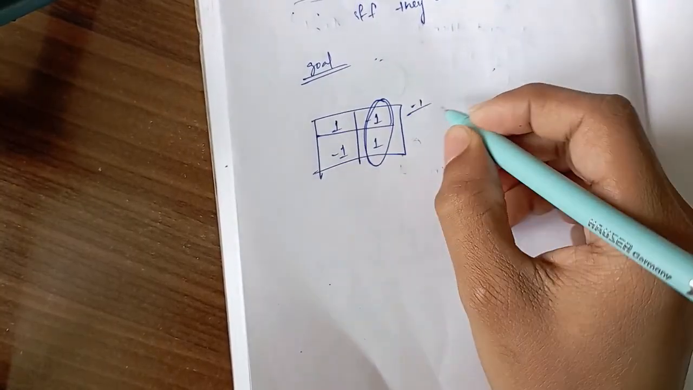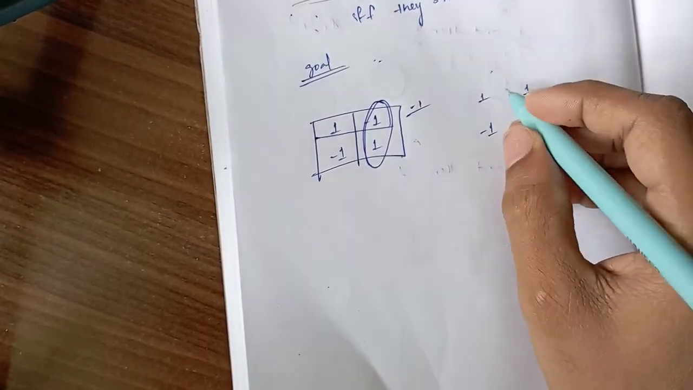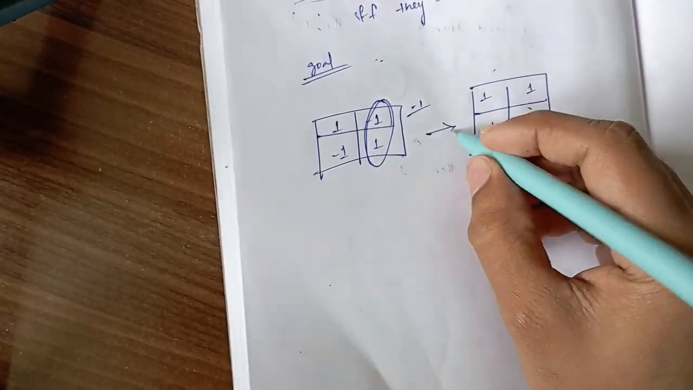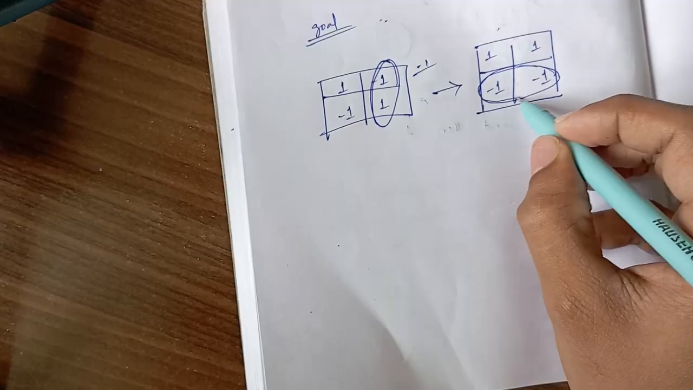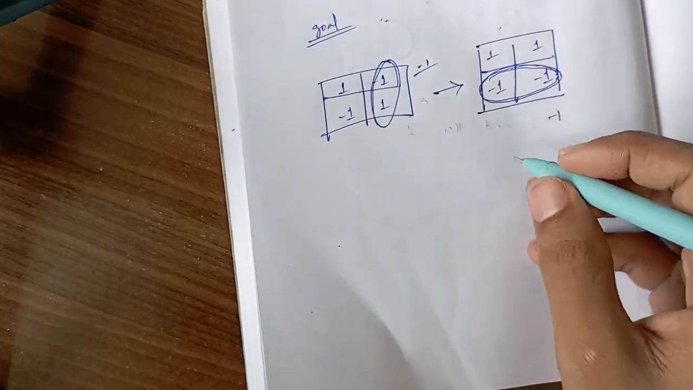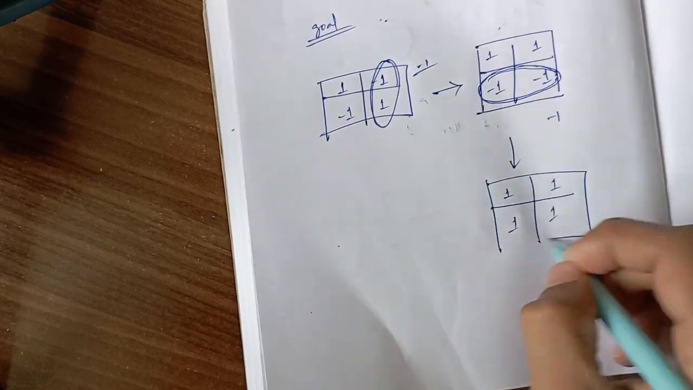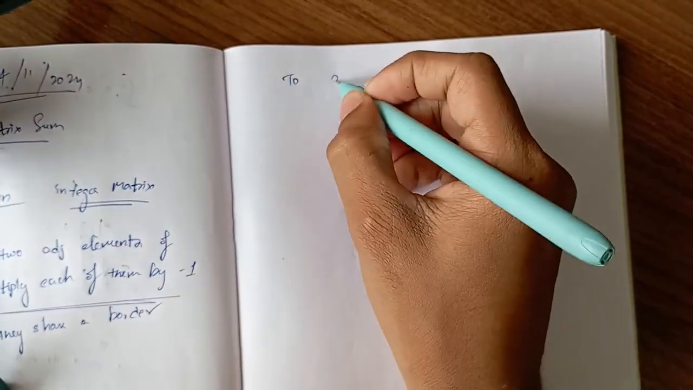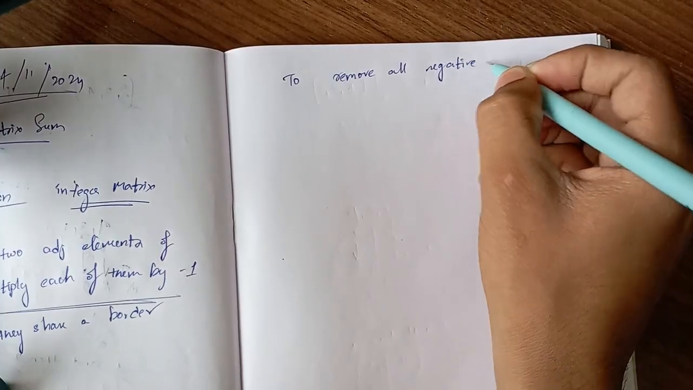It will be transformed to a matrix like this. And if you see, if you multiply this row with -1, we will be getting 1 1 1 1. This is the transformed matrix. So here our goal is to remove all negative elements.